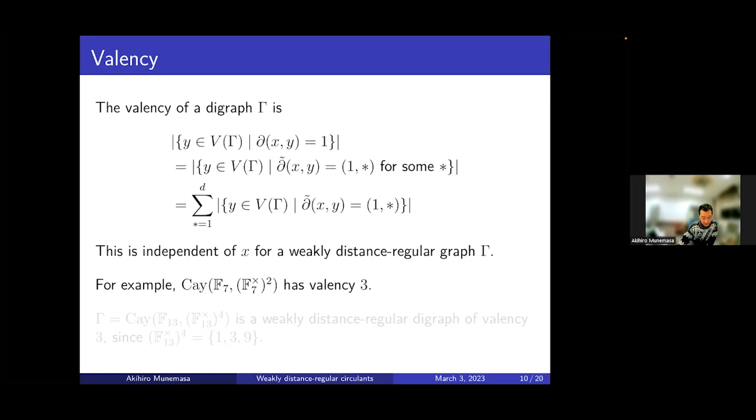For example, this Paley tournament on 7 vertices had out degree 3, so it has valency 3. There's a similar digraph, not the Paley digraph, this one on 13 vertices, again of valency 3. Here, I don't consider the set of squares, but I consider the set of fourth powers. The set of fourth powers consists of 1, 3, 9. And so I take this as a connection set for this digraph, and it turns out that this is a weakly distance regular digraph of valency 3.